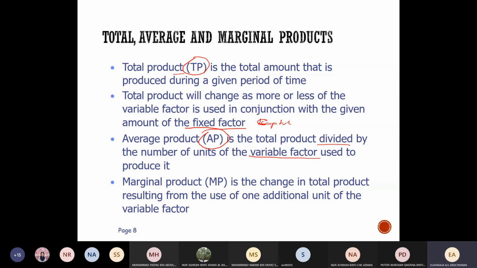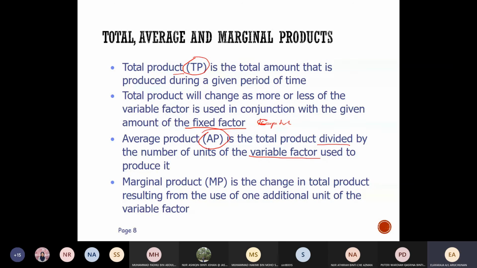Labor matters. It means the variable factor matters. As the variable factor is more, then the average product will be higher, and moreover it's faster. So this is what they're trying to explain in this concept.